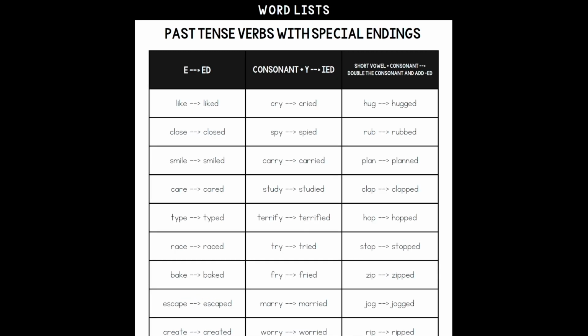Here I have past tense verbs with special endings. So notice if a verb ends in E, we only add D, we don't add ED to make it past tense. If the verb ends in a consonant and then Y, we change the Y to I and add ED. If a verb ends in vowel Y, we just add ED to the end. If a verb ends in a short vowel plus one consonant, we're going to have to double the consonant and add ED. This is not the case if there is more than one consonant after the short vowel or if the vowel is not short.